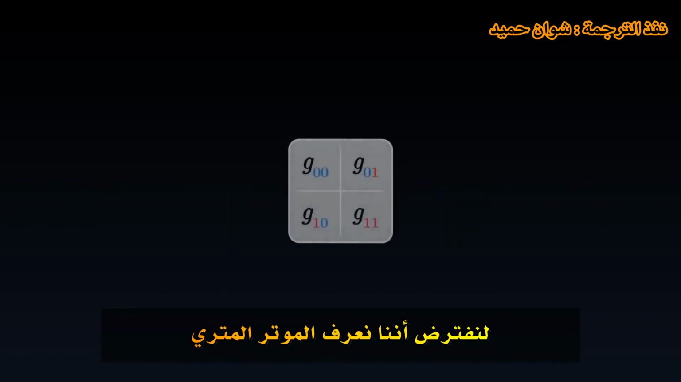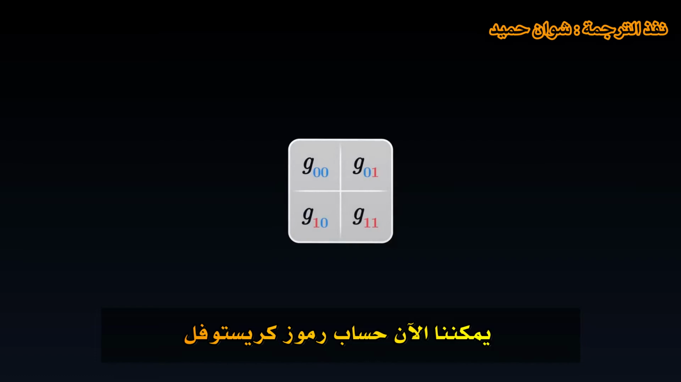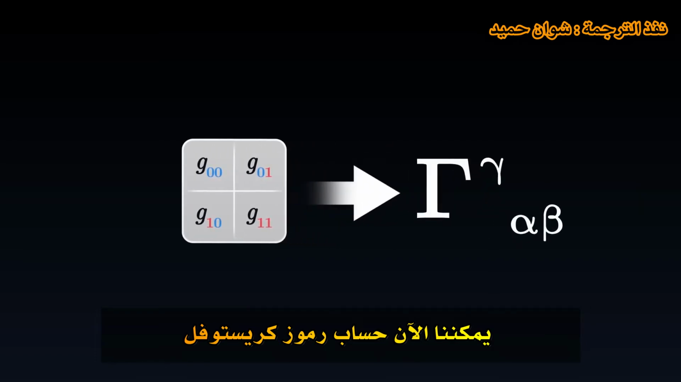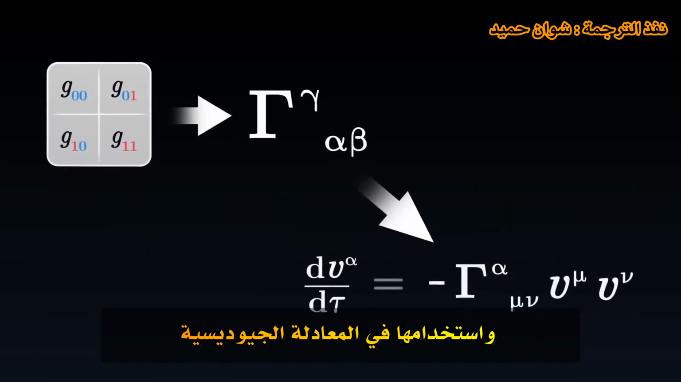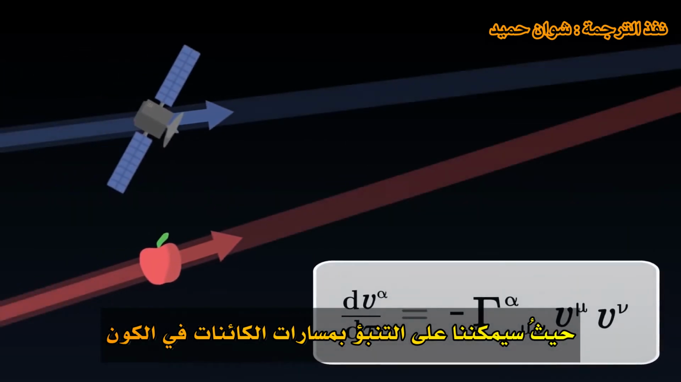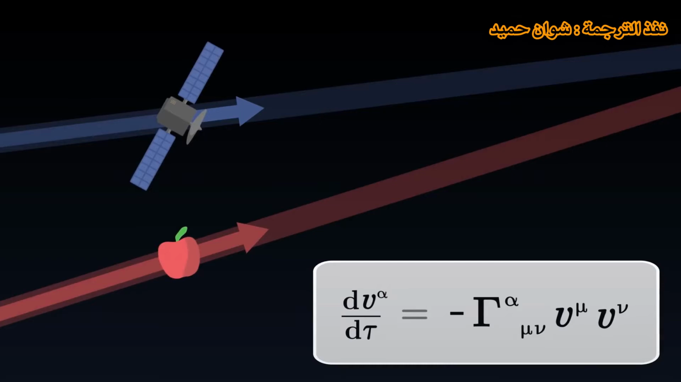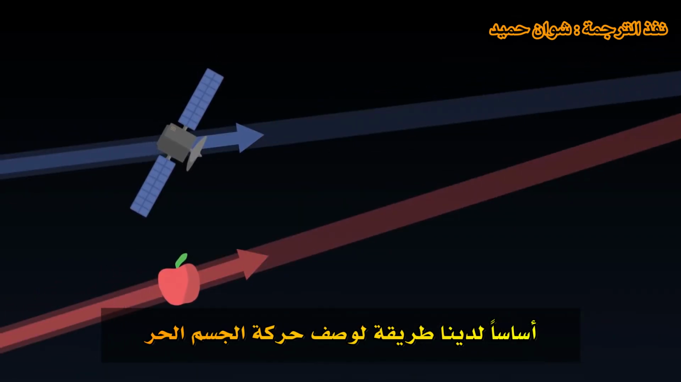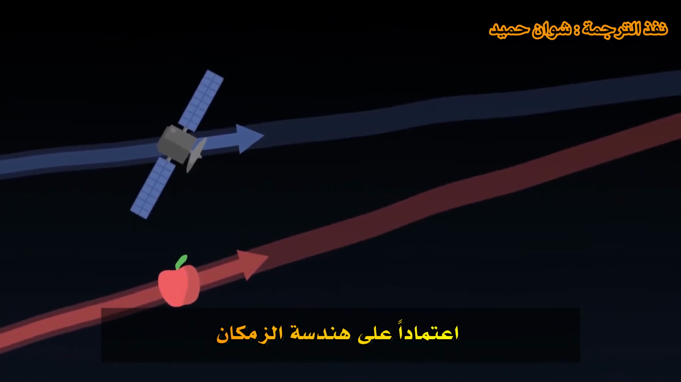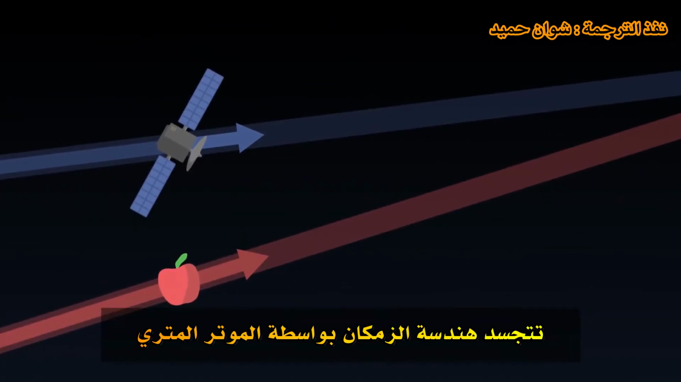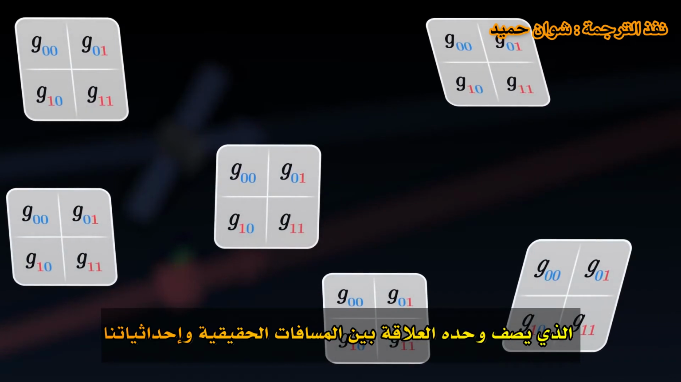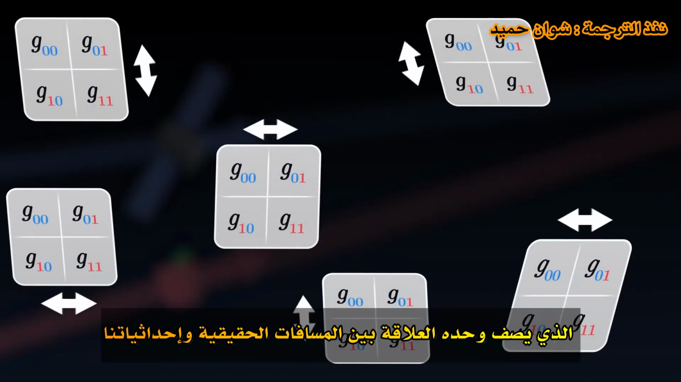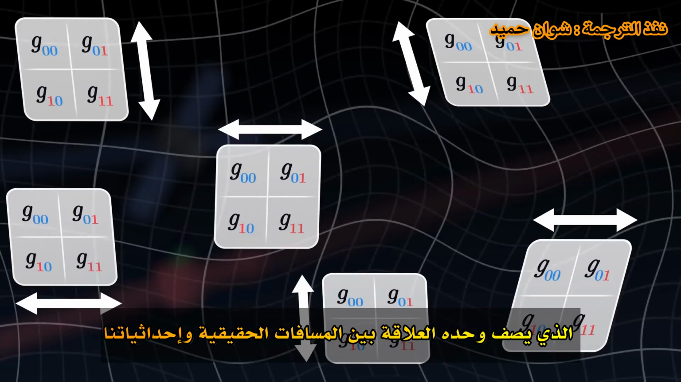Supposing that we know the metric tensor, we can now calculate the Christoffel symbols. And using them in the geodesic equation, we are able to predict the trajectories of objects in the universe. Basically, we have a method to describe the movement of a free body depending only on the geometry of spacetime. The geometry of spacetime is embodied by the metric tensor, which alone describes the relationships between real distances and our coordinates.